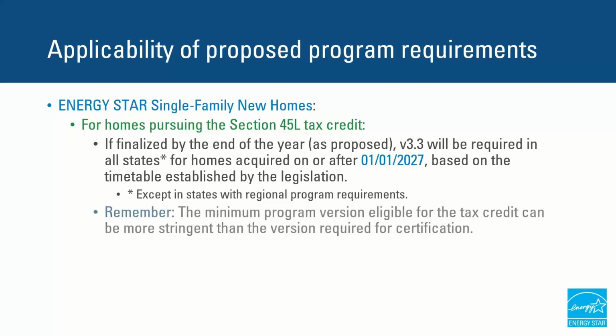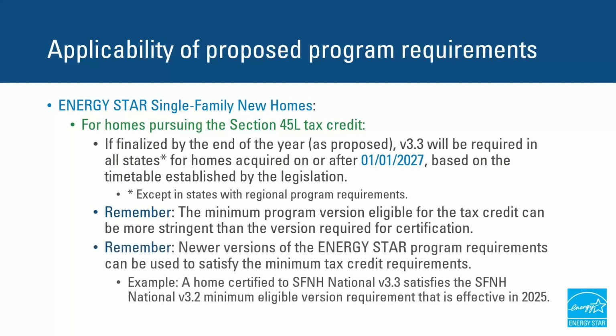Now, I want to emphasize two important points. The first is to remember that the minimum program version eligible for the tax credit can be more stringent than the version required for certification. So while version 3.3 may be required to earn the tax credit, in many states, a lesser version like 3.2 or even 3.1 will still be eligible just for certification. The second point to remember is that newer versions of the Energy Star program requirements can be used to satisfy the minimum tax credit requirements. For example, a home certified to National version 3.3 satisfies the National version 3.2 minimum eligible version requirement that's effective in 2025.